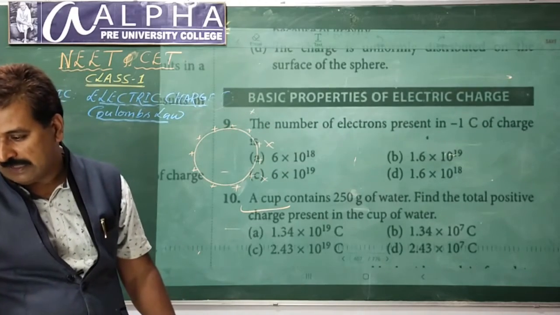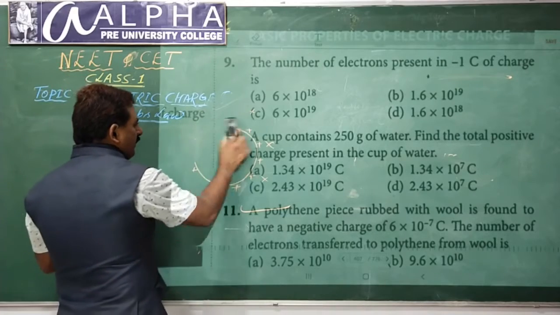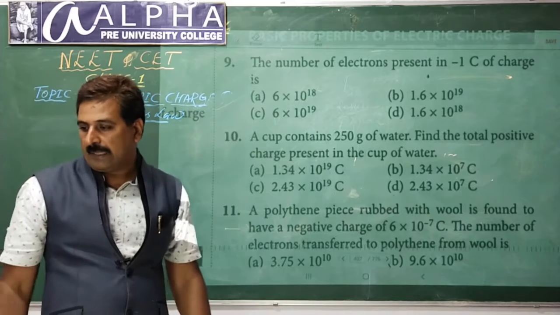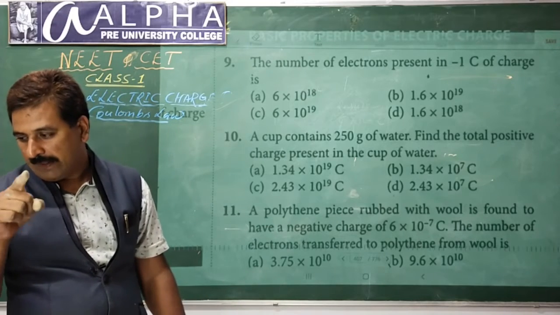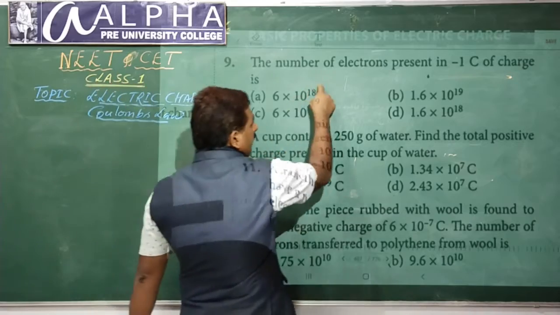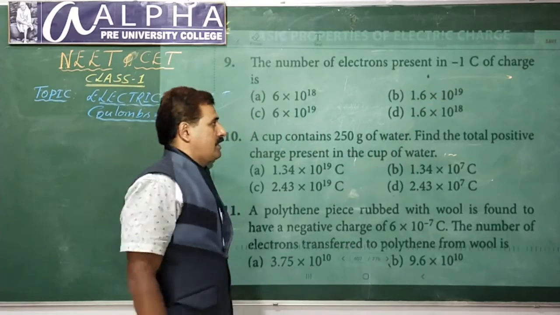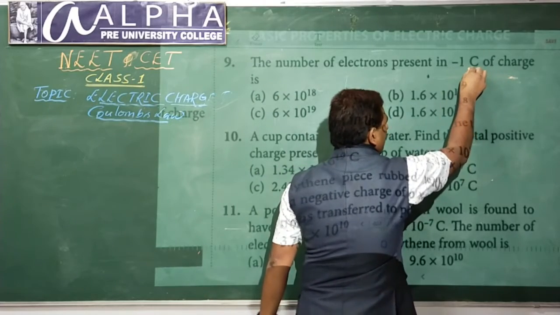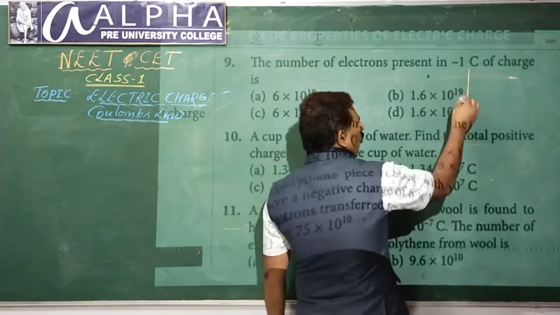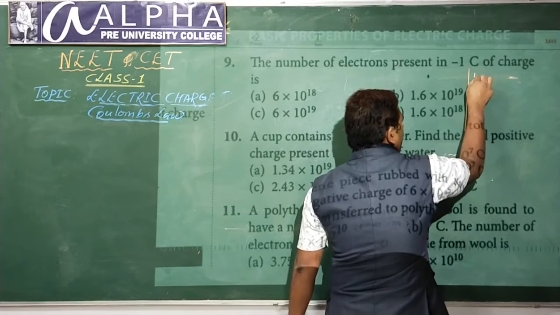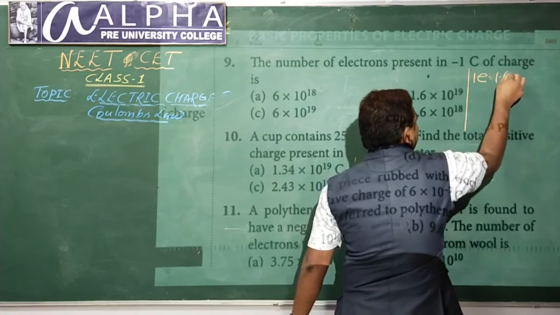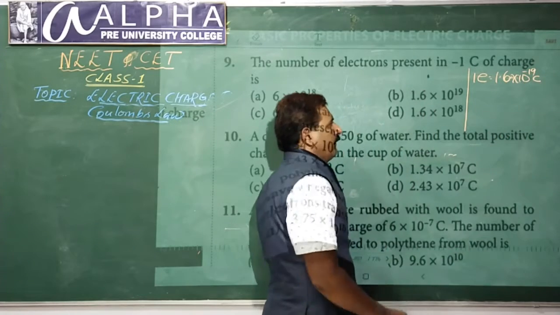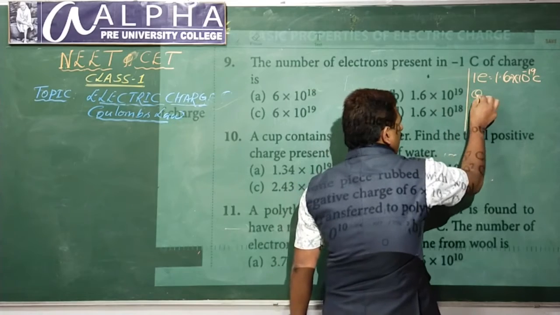That is question number 9. Question 9. There are some numerical calculations here. Let me read the question. The number of electrons present in minus 1 coulomb charge. So very easy students. I will show the simplification here itself. Very simple. Look here. What is 1 coulomb? Charge of an electron e is 1.6 × 10^-19 coulomb. You use this relation, the law of quantization.